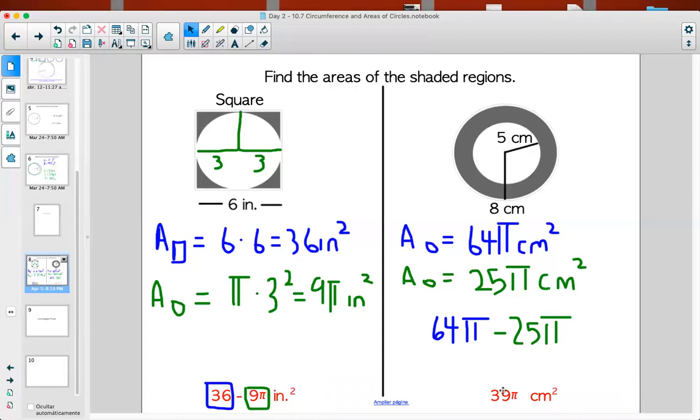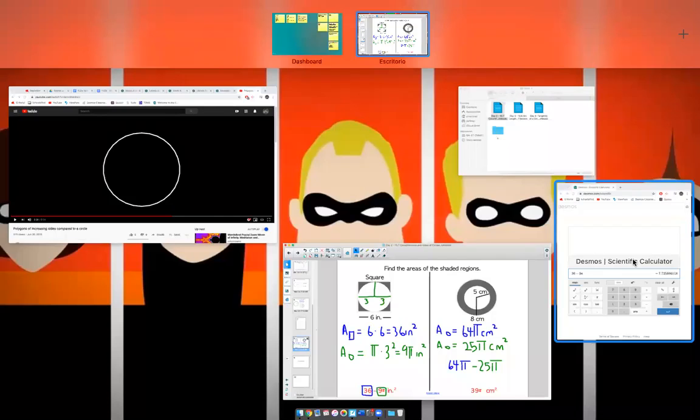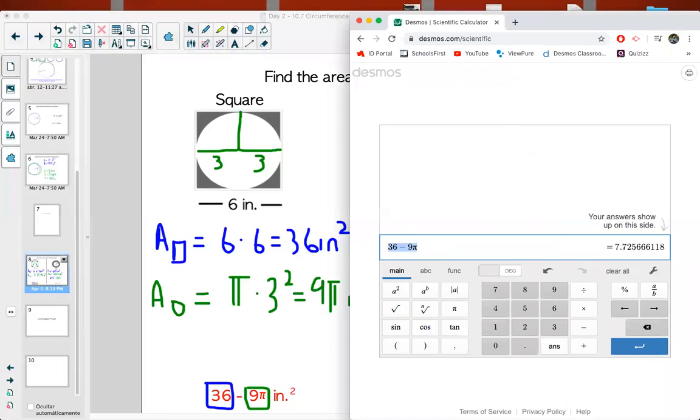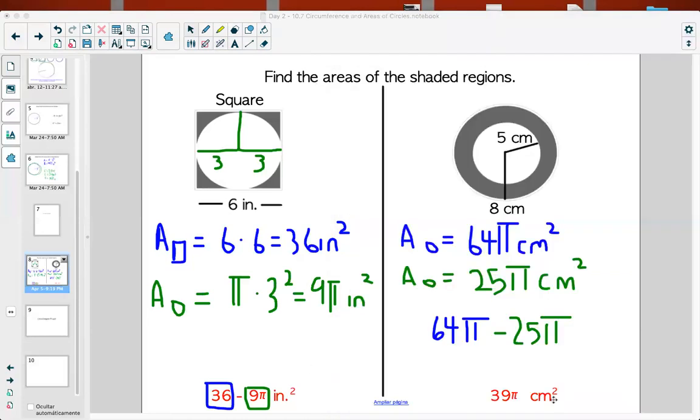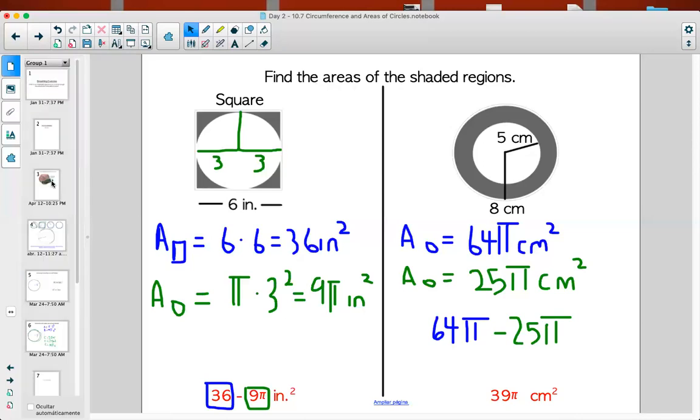So again, think about what that is. That's 39 times 3.14, but we want to leave it as exact. But if you want to kind of get an idea, 39 pi, so that's going to be 122.52 centimeters squared, which is less than 64 times pi. Okay. That was the lesson for circumference and area of a circle.